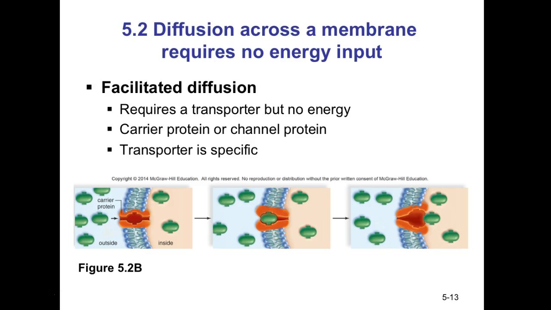However, these molecules might be bigger molecules, so they can't just readily pass across the membrane because they're either large or because of their polar characteristics. Therefore, they need a carrier protein or a channel protein that is going to facilitate their movement.